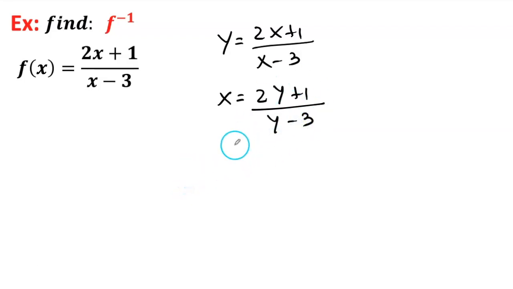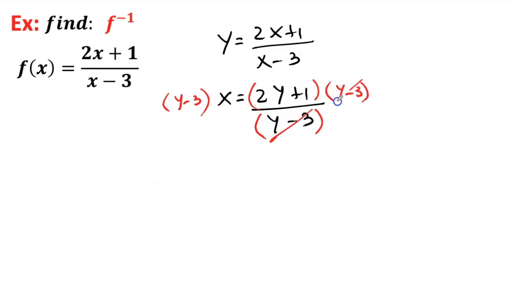The idea is to leave the y by itself, but now I have two y's. So the process here is the following. The idea is to get rid of this denominator. So how can I cancel something that is divided? That's right, I multiply on both sides by y minus 3. This y minus 3 will cancel this y minus 3, and I'll have x times y minus 3. Distribute: x times y is going to give me xy. Negative 3 times x is negative 3x, equals 2y plus 1.